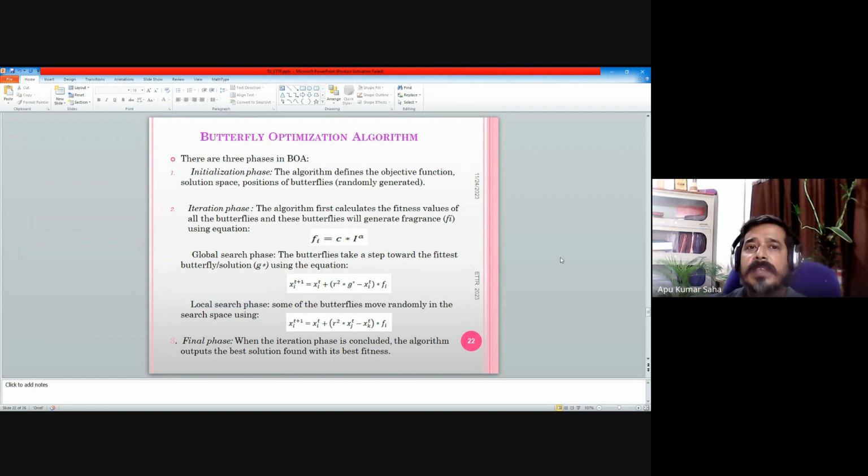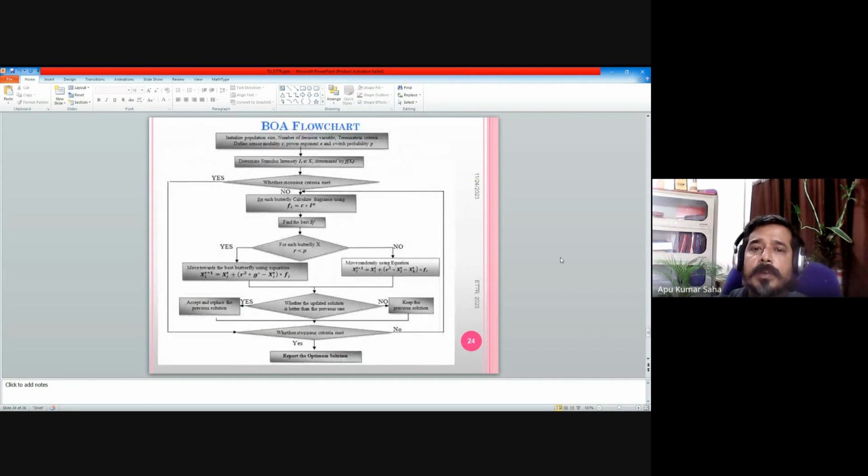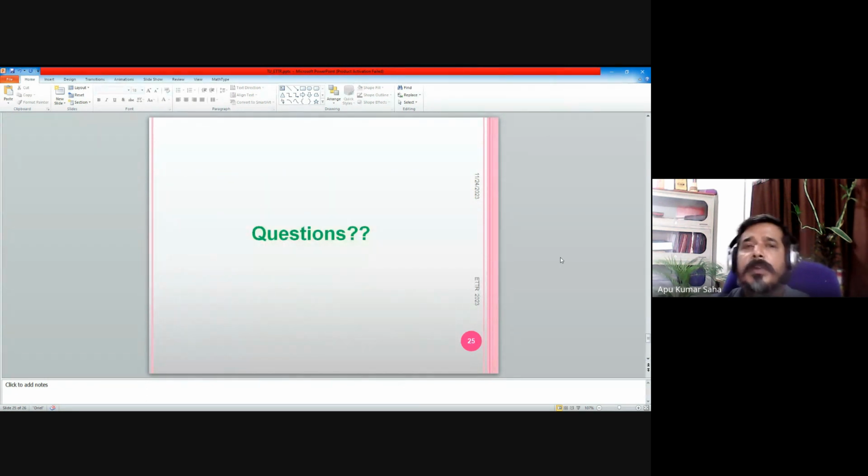Which butterflies will go for global? Say for the first butterfly, you come to the first butterfly, generate a random number. If it is less than 0.8, go to the global search phase. Otherwise, go to the local search phase. Come again to the second butterfly, again generate a random number. If it is less than 0.8, go to the global search phase. Otherwise, local search phase. In this way, this will continue up to the number of iterations you prefer. So this is the BOA flowchart. Now, this is all about BOA.